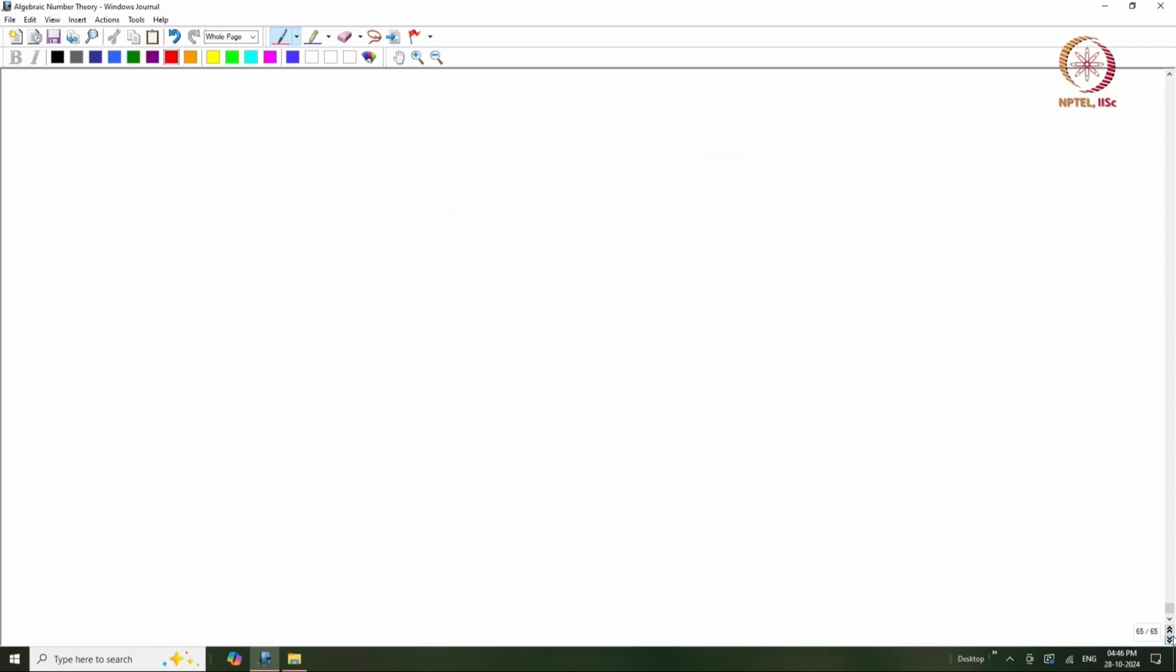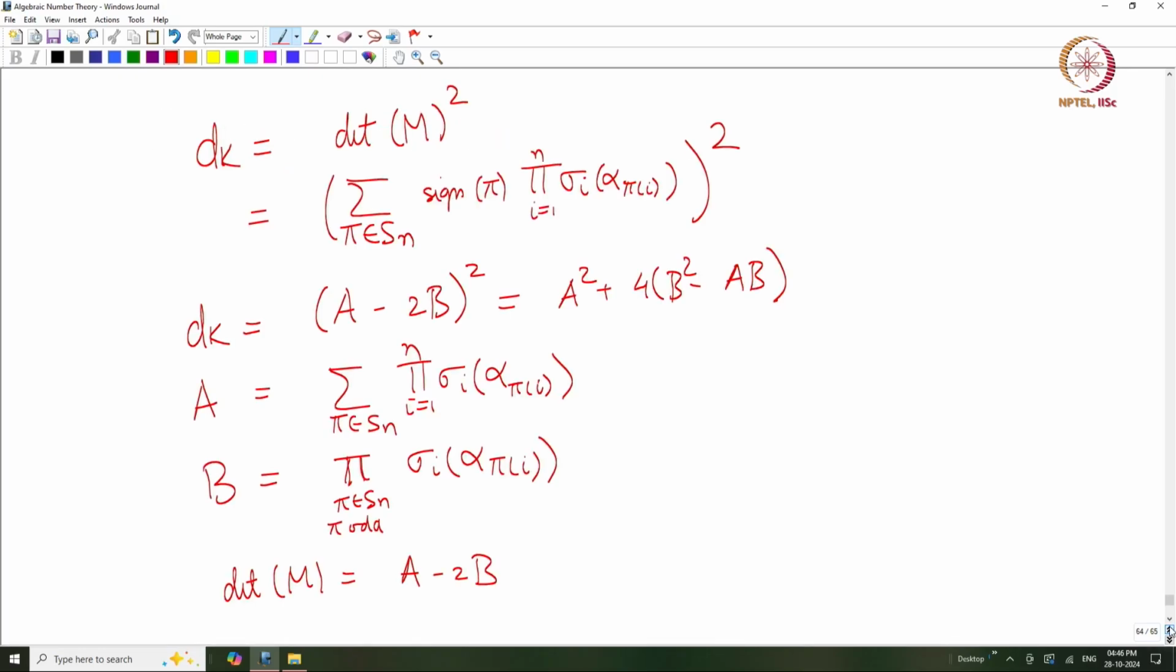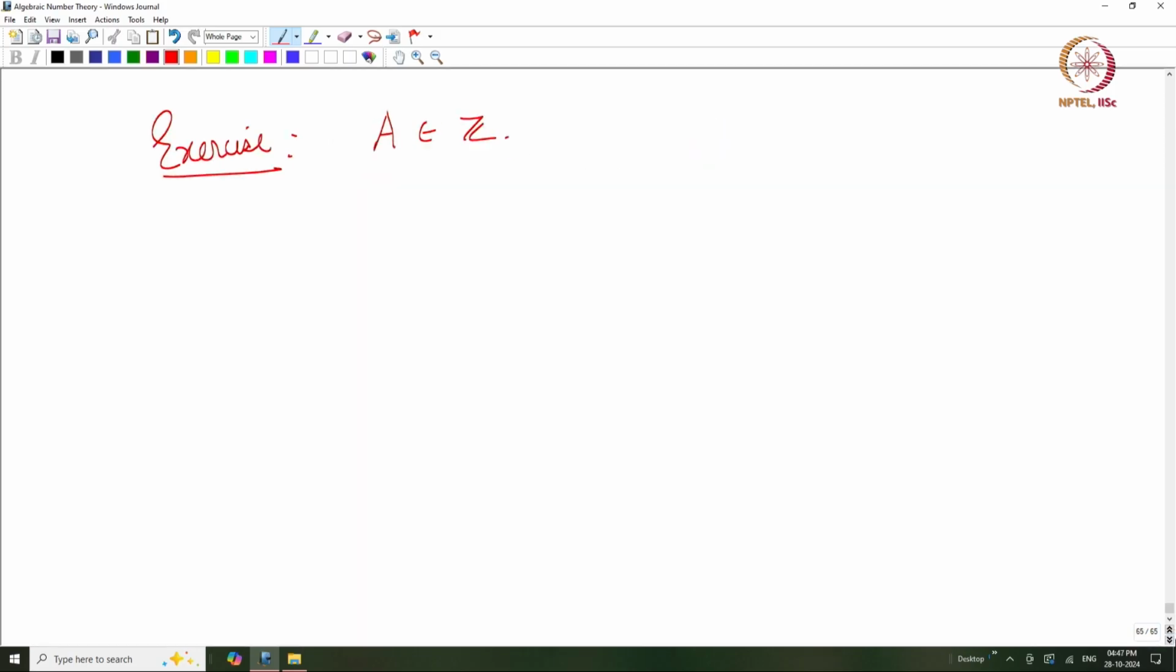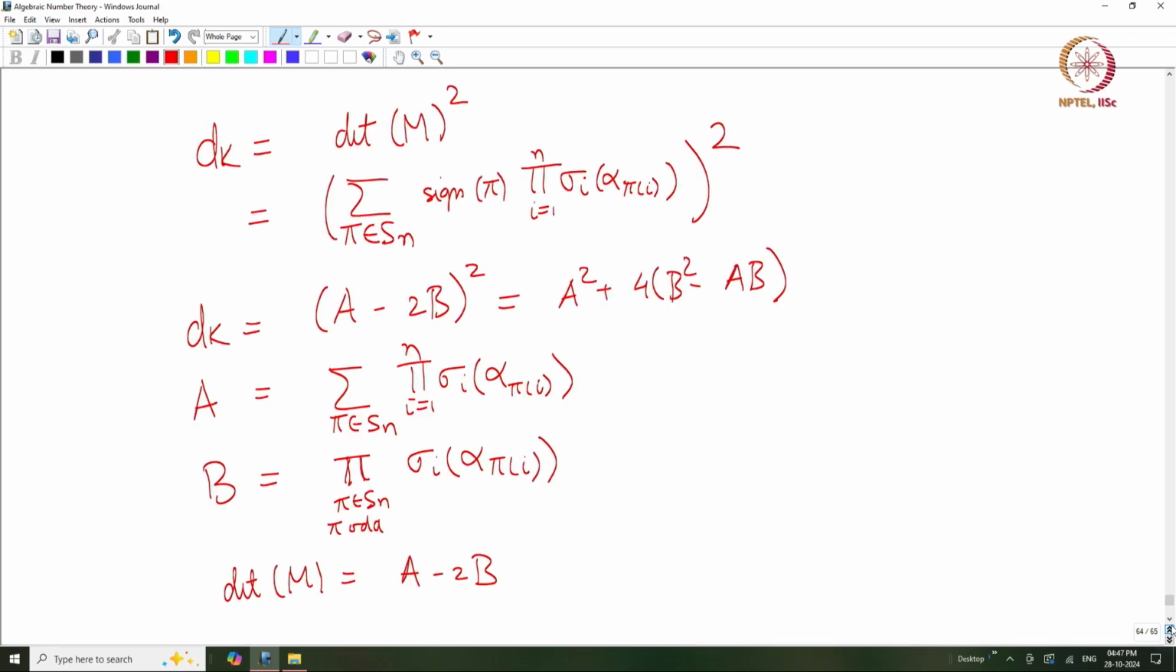And now here is an exercise, an easy exercise by what I have said. A is in Z. So, it just means that A is invariant under all permutations, all embeddings of K into C, because of the way it is defined, and so it is a rational number, but it is also an algebraic integer because it is a linear combination of products of algebraic integers. So, that is why A is in Z. So, that gives you this exercise.